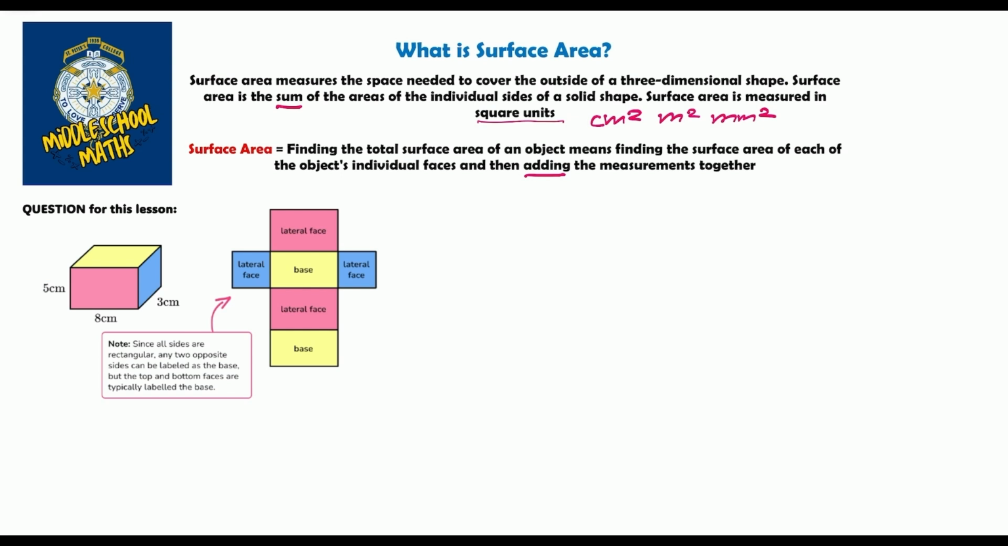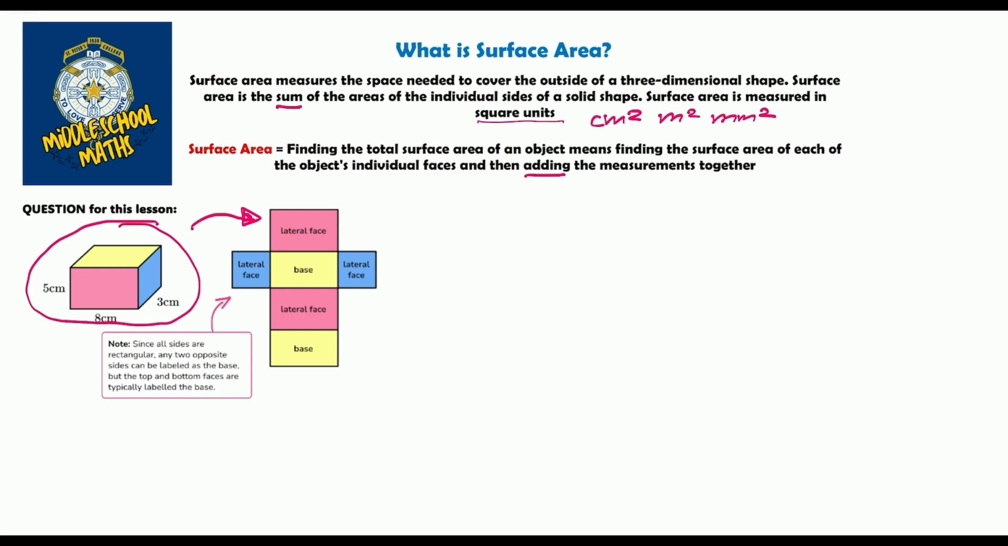So if we have a look at the question for this lesson, we can see that there is a cuboid here. Because we need to figure out the total space needed to cover the outside of this shape, you can see how it turns into a net. We'll go into more detail about this in another video, but I just need you to see what it looks like to see all the faces of this cuboid.